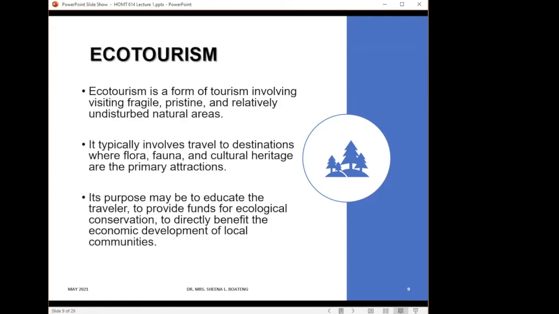And the purpose generally is to educate travelers and to provide funds for ecological conservation. So you realize that most of the funds that are generated from this kind of tourism are put back into the communities where these sanctuaries or natural areas are found, to help develop the community and also boost conservation efforts of these natural areas, right?